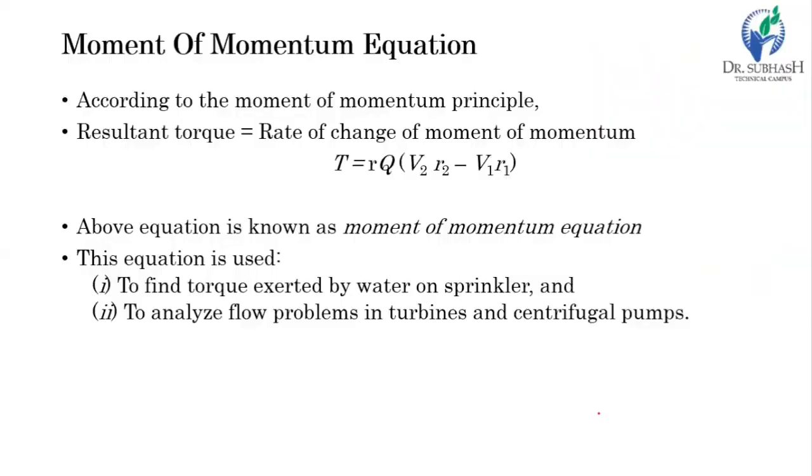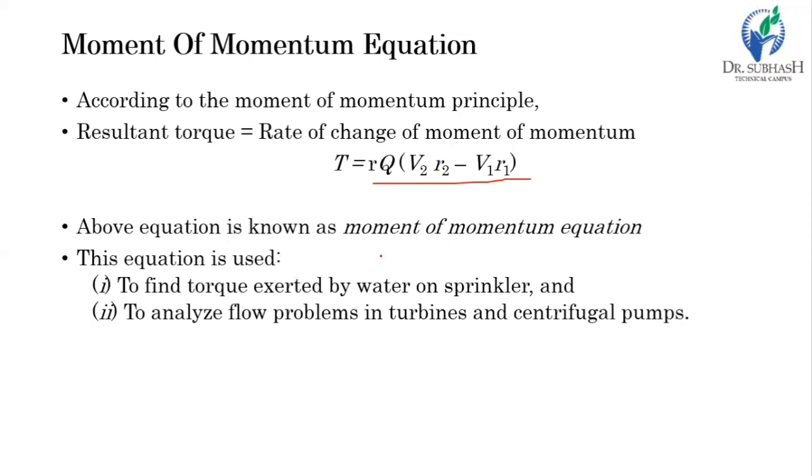So sorry, this is the moment of momentum equation. According to the momentum principle, the resultant torque T is equal to the rate of change of moment of momentum. As we have derived, it is rho Q times the difference of the products of velocity and radius, or radius of curvature we can say. So this is the total torque applied on any particular mechanical fluid system.